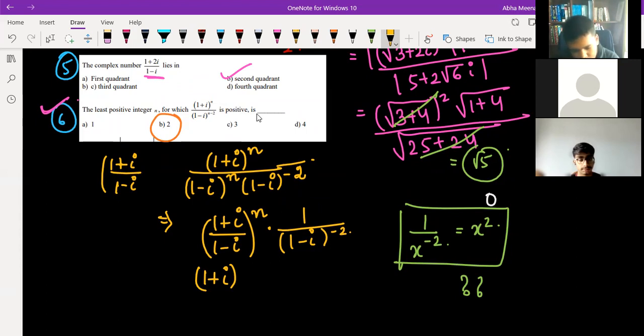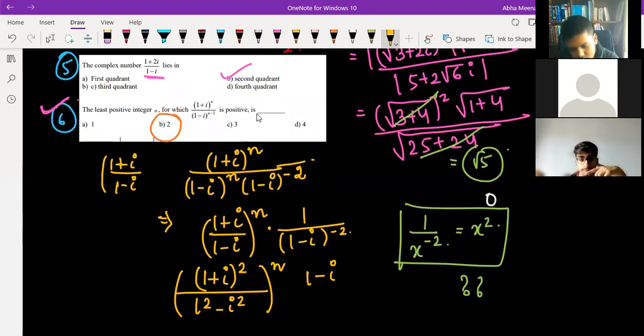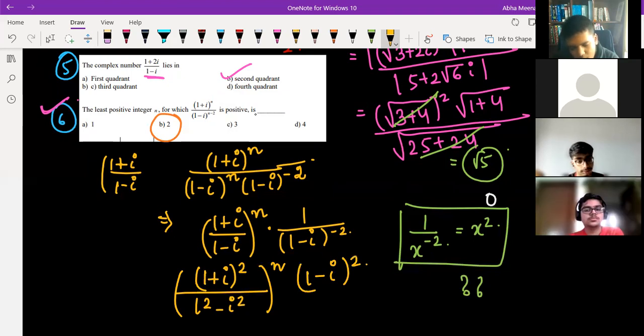Right? So, it is (1 plus i) whole square by (1 minus i) into (1 plus i), whole to the power n. What is it? 1 square minus i square. And this is nothing but ((1 plus i) whole square by 2) to the power n. Right? Right, children?